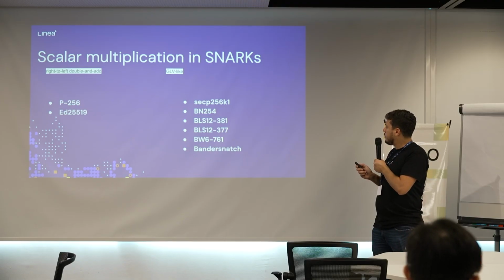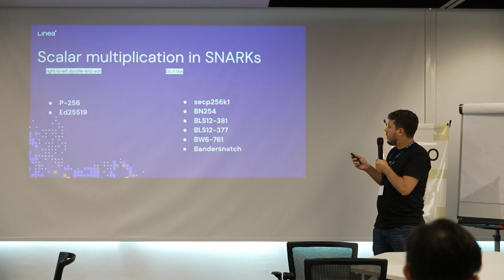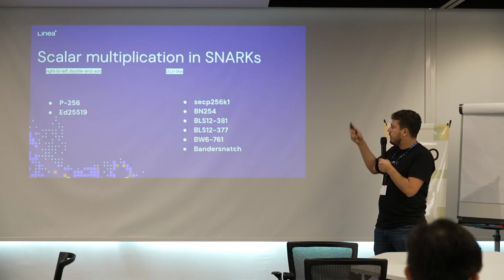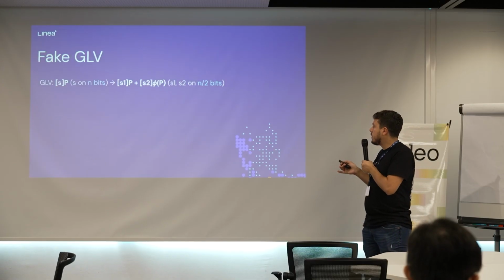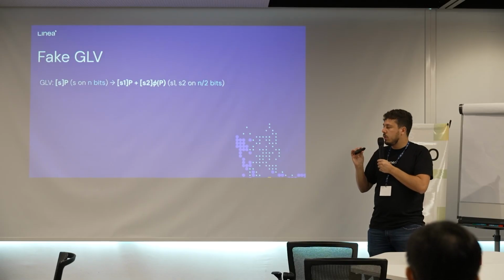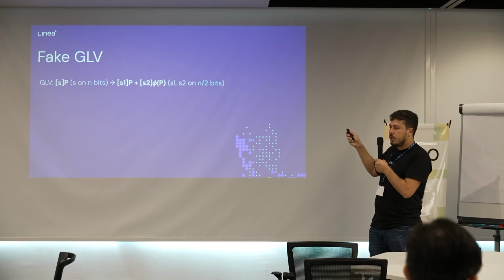But now the contribution of this talk is basically that I will prove that in a SNARK, not outside, you can do GLV for every curve. You don't care whether the curve has an efficient endomorphism or not. The efficient endomorphism morally is just a way to go from s times P with s on n bits to the addition of two scalar multiplications where the scalars are half the size.